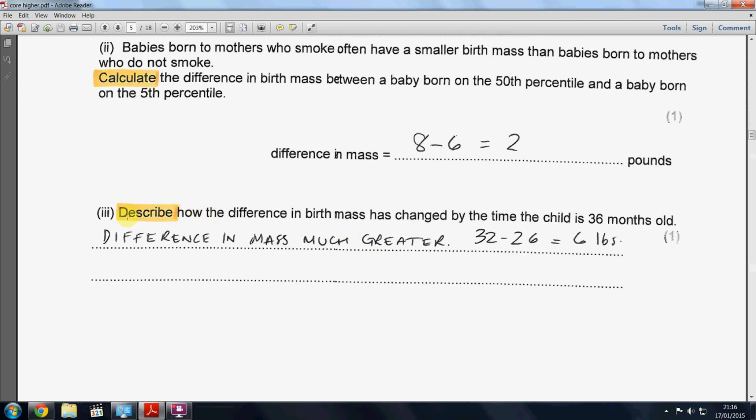It then says describe, so I need to make sure I describe how the difference in birth mass has changed by the time the child is 36 months old. So I need to basically say if it's gone up or down. So the difference in mass is much greater, and if you do the same thing again for a 36 months old using the graph, you'll see the difference is 6. But actually you can get the mark for saying the difference in mass is just much greater.